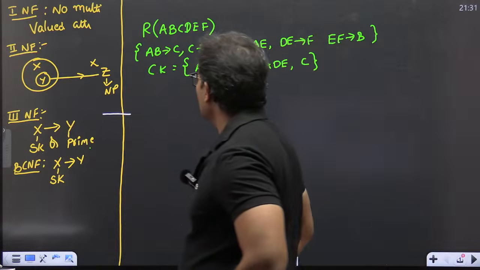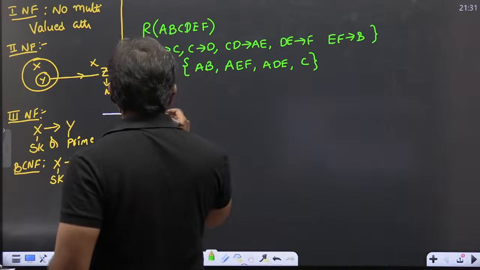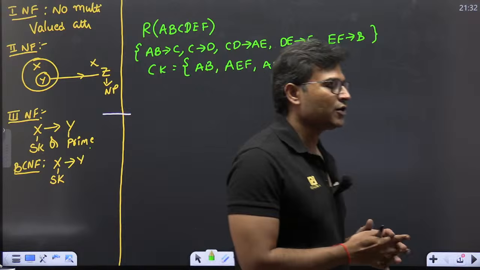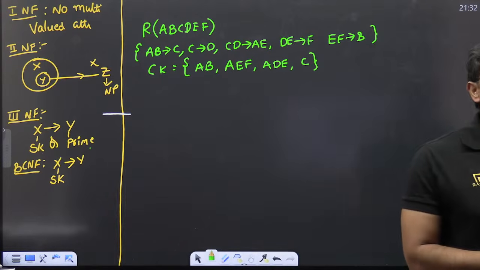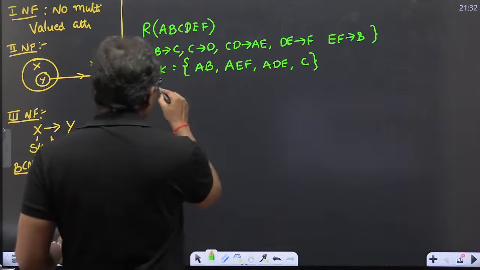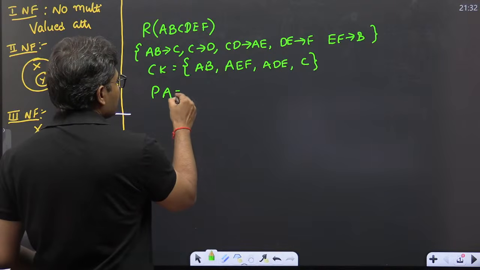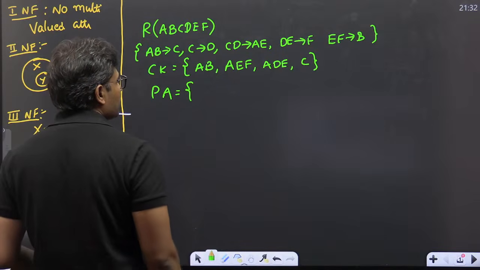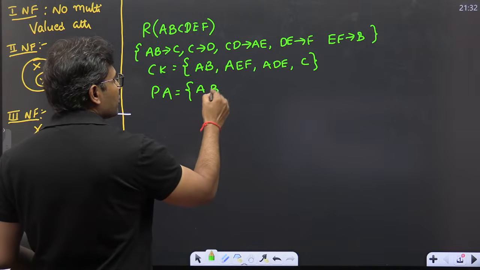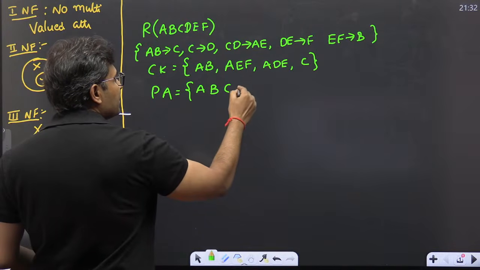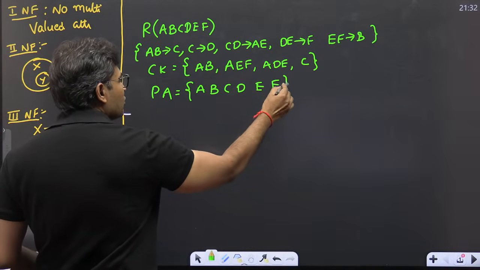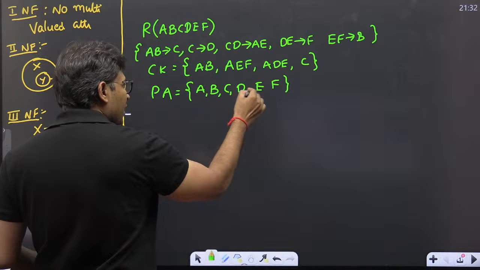Okay. Now answer this question. So first you find out all the prime attributes. Okay. So let us say I want to find out all the prime attributes, right? A is a prime attribute, B is a prime attribute, C is a prime attribute, D is a prime attribute, E is a prime attribute, F is a prime attribute, right? So, every attribute is a prime attribute.